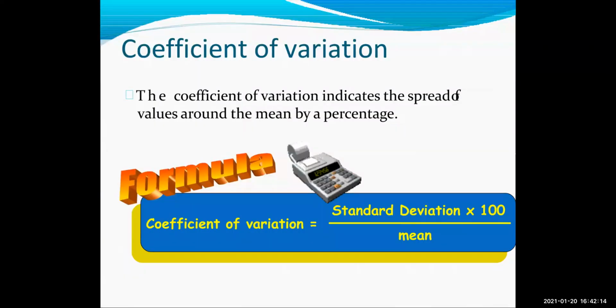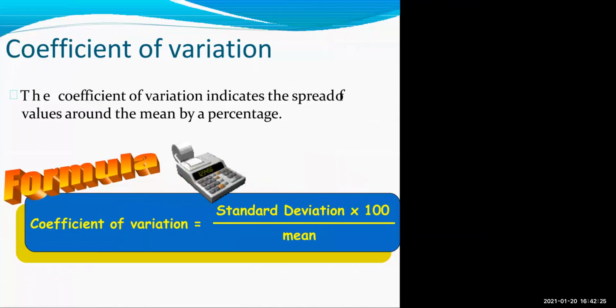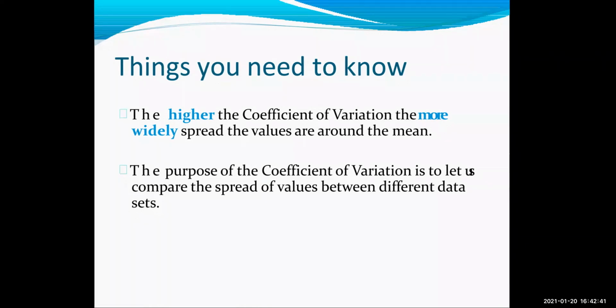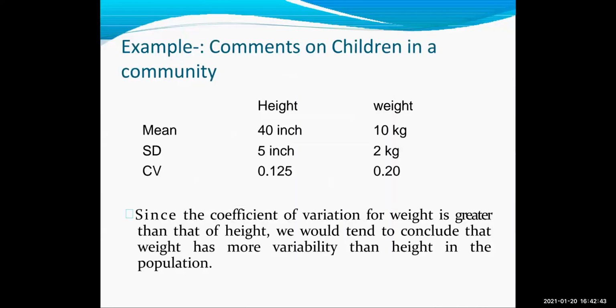The coefficient of variation indicates the spread of values around the mean by percentage. So we can calculate it by standard deviation into 100 upon mean. The higher the coefficient of variation, the more widely spread the values are around the mean. And the purpose of the coefficient of variation is to let us compare the spread of values between different data sets.